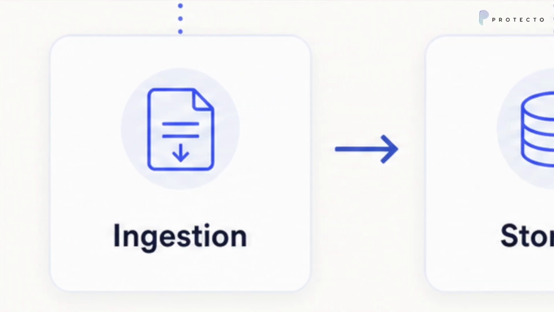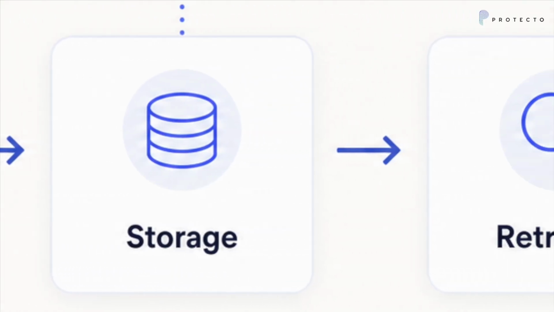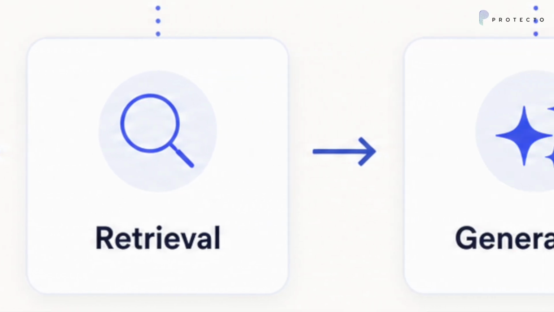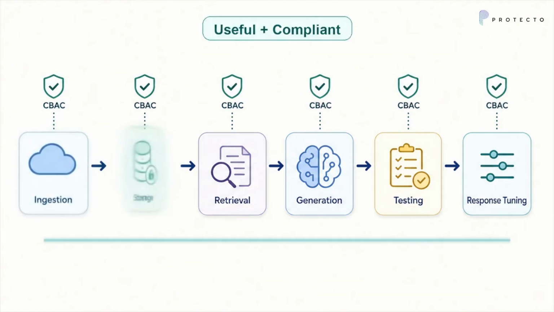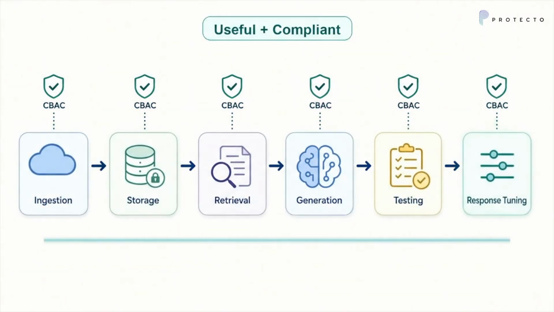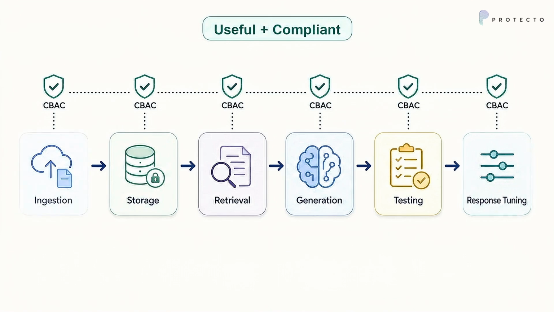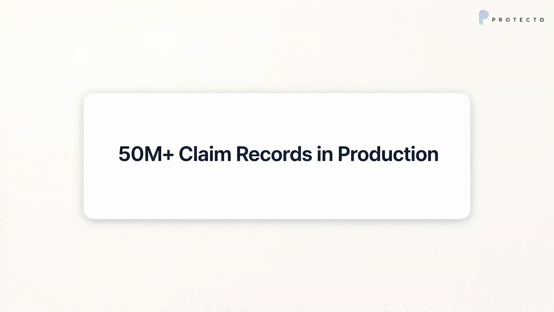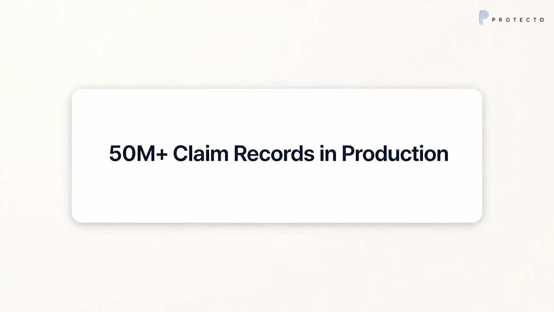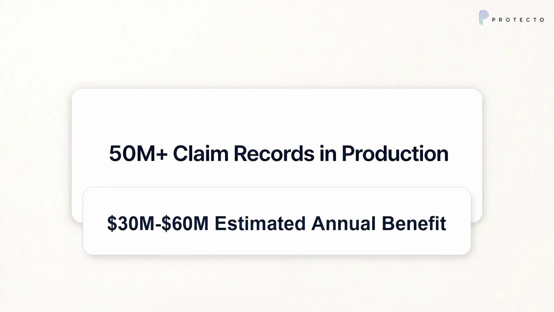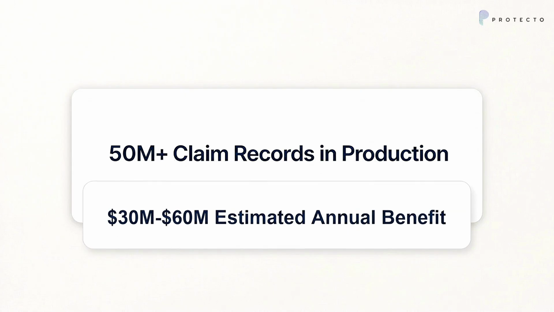Run that same check at every stage, not just at the end, and something changes about what this architecture actually is. Point 8. Run that same logic across ingestion, storage, retrieval, generation, testing, and response tuning, and you get an AI assistant that never has to choose between useful and compliant. One healthcare insurance deployment built on this exact pattern now runs across more than 50 million records, with an estimated $30 million to $60 million in annual benefit from the AI work that finally got unblocked.